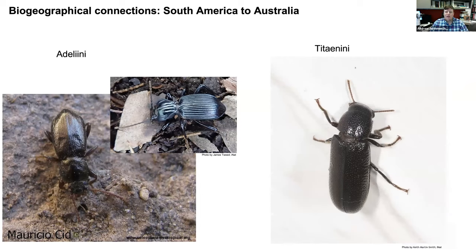We also, of course, see this Gondwanan Australia to South America connection. And there are two tribes. We just heard about the Deliini today, these weird lagriines that have defensive glands in different parts of their body that Kojun talked about. But there are genera from South America, and then most of the diversity is in Australia and New Zealand. We also have a tribe that we haven't talked about of Tenebrionines, Titanini, which again show this same southern distribution.